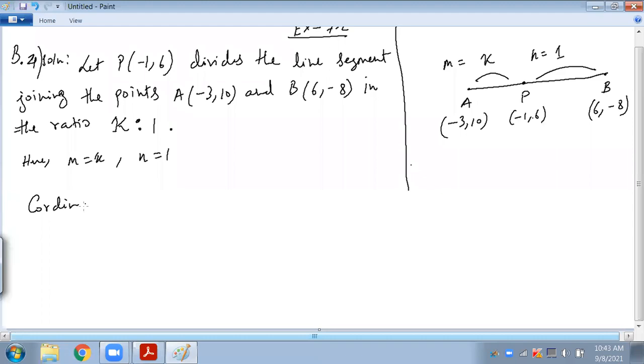Now the coordinate of the point P. How to find the ratio? We are going to use the section formula, the same formula: (mx2 plus nx1) by (m plus n).